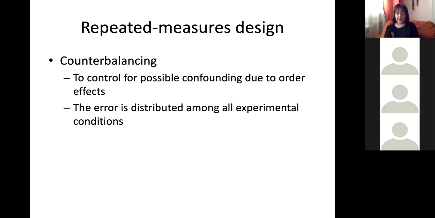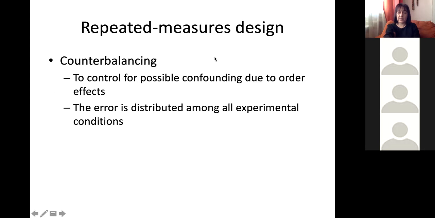So in a repeated measures design, if you don't use at least one counterbalancing technique, then your experiment is confounded, and then you cannot make any conclusions from such an experiment. So it is really, really important to use counterbalancing techniques in repeated measures design. And because of that, it is important for you to know the available techniques and to be able to choose one of them.